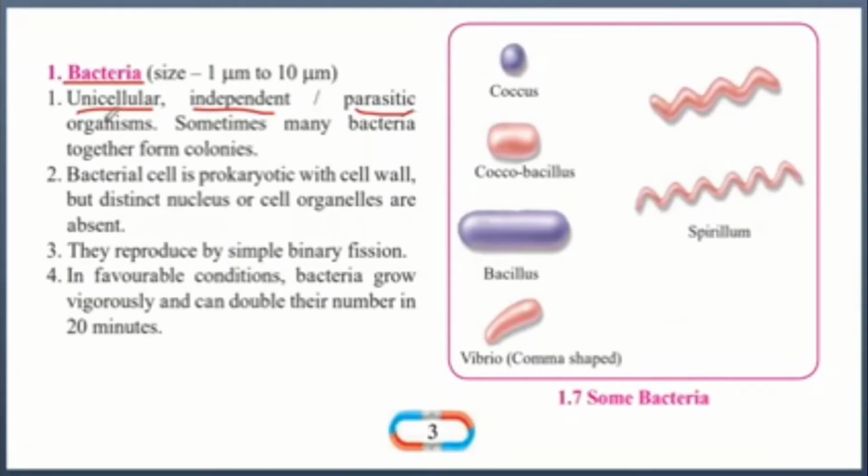Sometimes many bacteria together form colonies. So when each bacteria divides and divides, they make many cells, and these cells are independent bacteria that together form colonies.